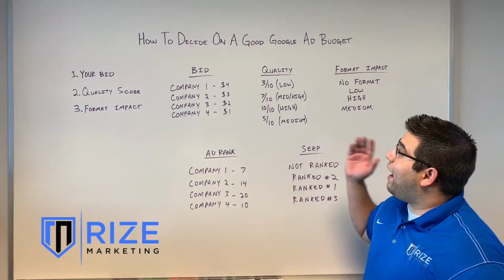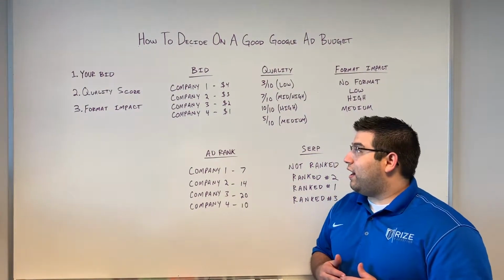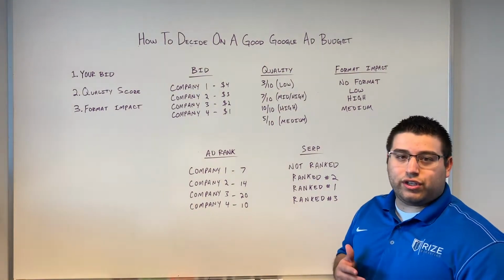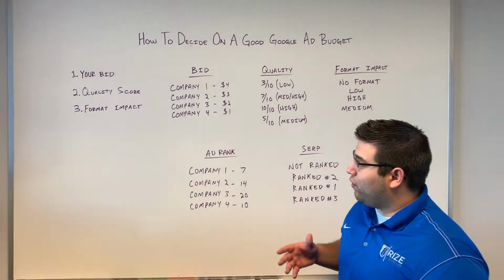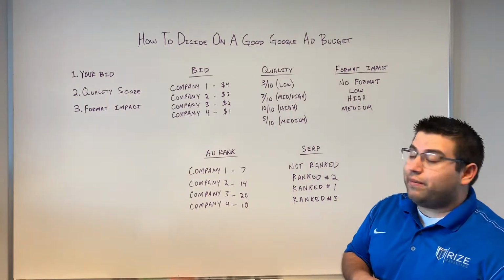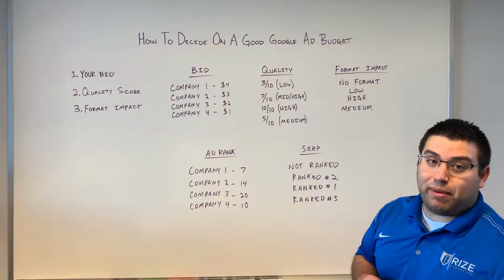Today we're going to talk about how to decide on a good Google ad budget for your business. So before we do that, we got to take a look at how Google Ads actually charges you. So when looking at your ad spend for Google Ads, Google is going to take three things into consideration. One is your bid. The second is your quality score, and the third is your format impact.